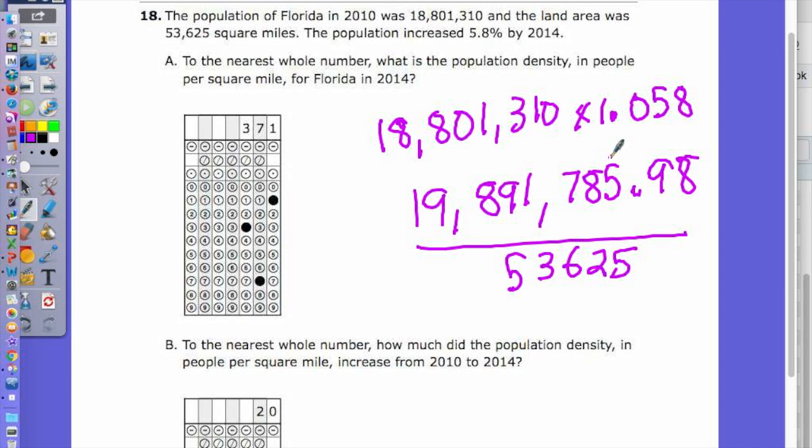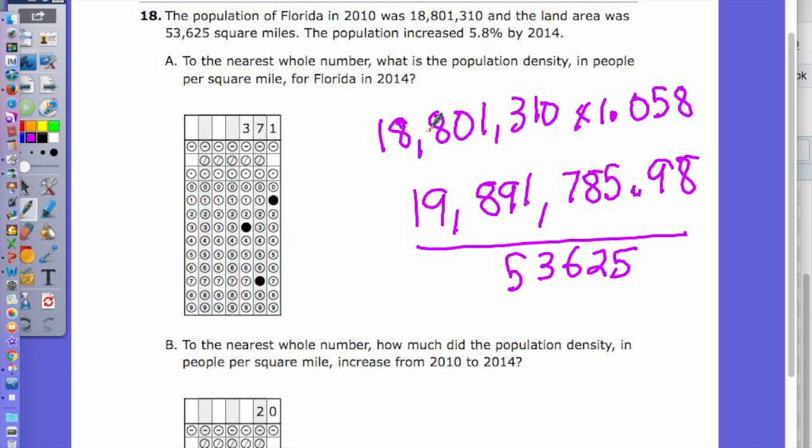Divided by 53,625 is 370.94. That rounds to 371. Okay? So how much did it increase per square mile? You could have done two things. You could have found this number and divided, found the population density. Or I think you can just do, that's what I would have done, the population density of the other number.